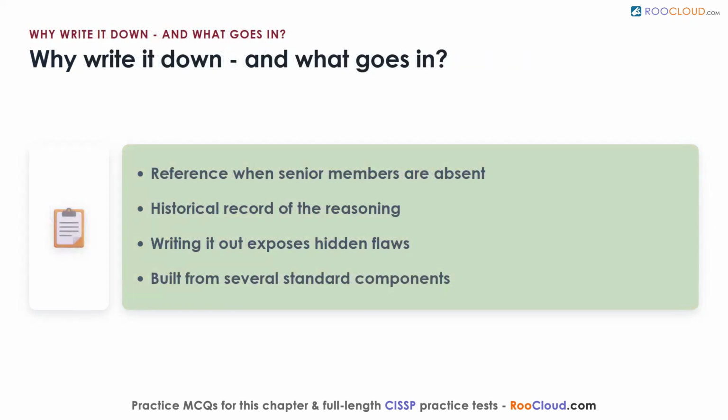What belongs in the written documentation, and why write it down at all? Committing the plan to paper delivers real benefits. It gives responders a reference even when senior members are absent, preserves a historical record of the reasoning behind each choice, and forces the team to expose hidden flaws by writing everything out, so a draft can be circulated for a sanity check. The document itself is built from several standard components, which we will walk through.